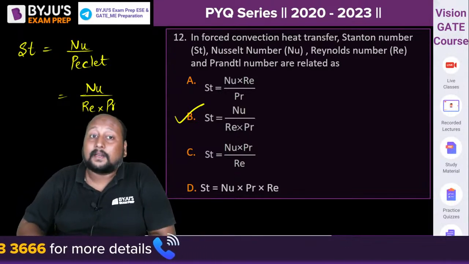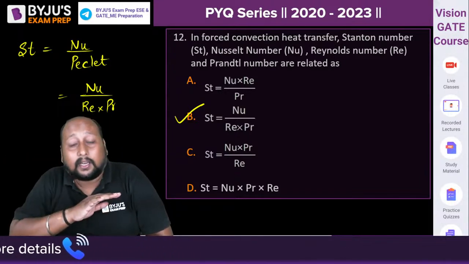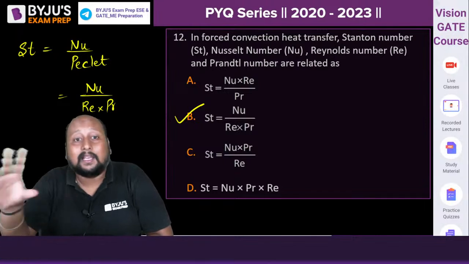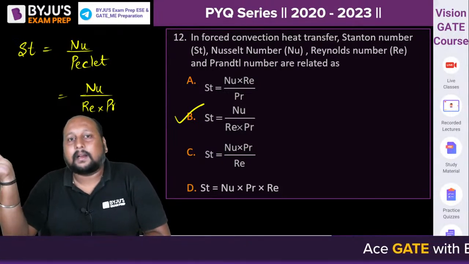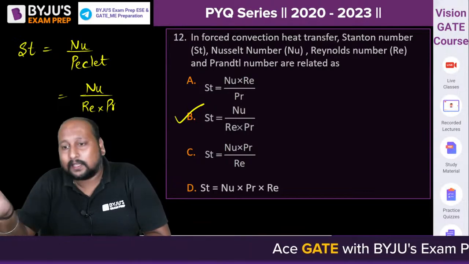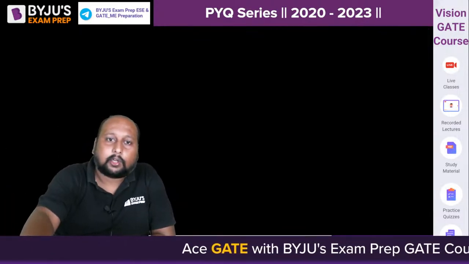Because अगर आप repeatedly doing the same mistake, then it's not possible to crack any examination, not even GATE or even IIT JAM. कोई भी examination की बात करें, you won't be able to crack. These are some very easy set of questions. Okay, चलो question number 13.